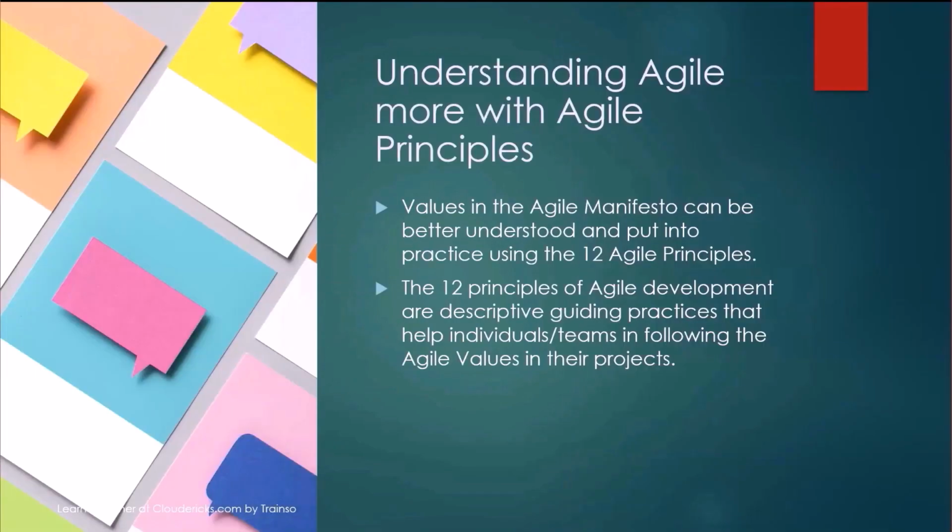Let us try to understand Agile more with Agile principles. Values in the Agile Manifesto can be better understood and put into practice using the 12 Agile Principles. The 12 principles of Agile development are descriptive guiding practices that help individuals or teams in following the Agile values in their projects. We saw 4 values, right? Those 4 values are the core of what Agile is. It is the heart of Agile. These 12 principles make it easier for us to understand and then implement those things in our teams.